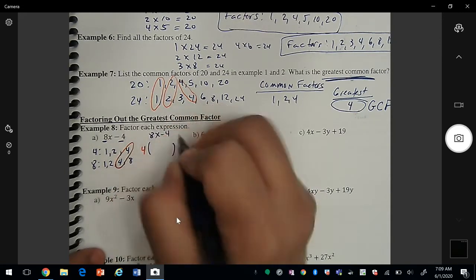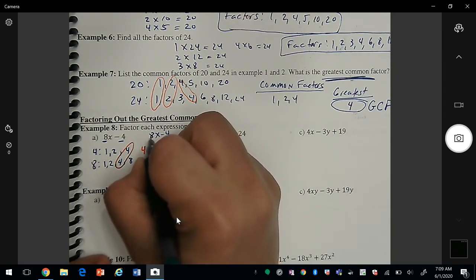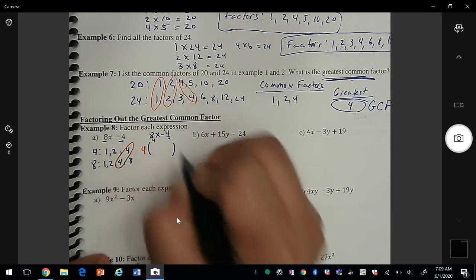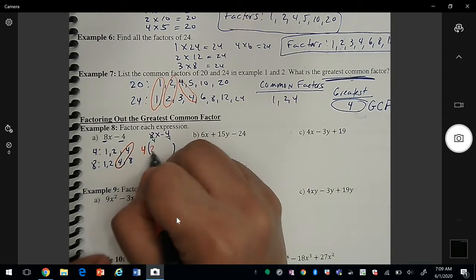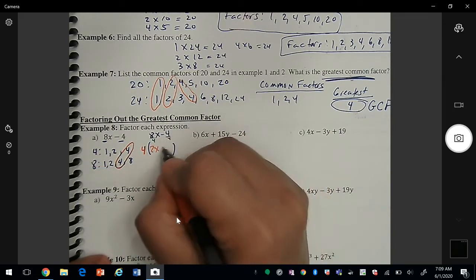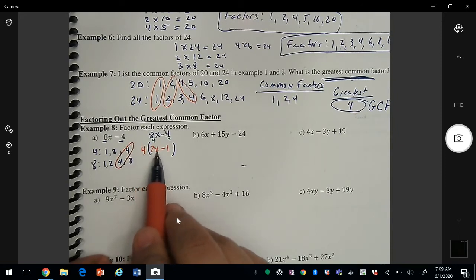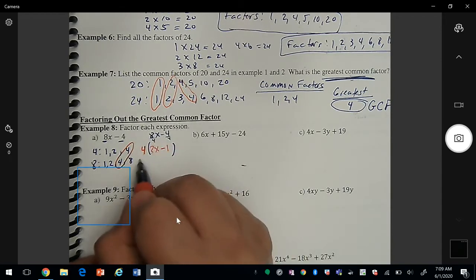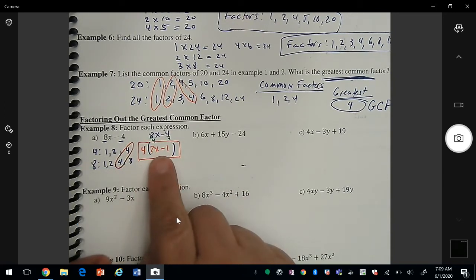So this is what we have, 8x minus 4. To factor out the 4, we're basically dividing each of these by that greatest common factor. So 8 divided by 4 is 2, and 4 divided by 4 is minus 1. So as you can see here, 4 times 2x is 8x, and 4 times negative 1 is negative 4. So that's what it means to factor out the greatest common factor.